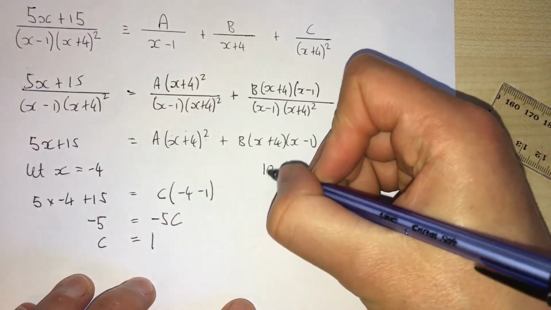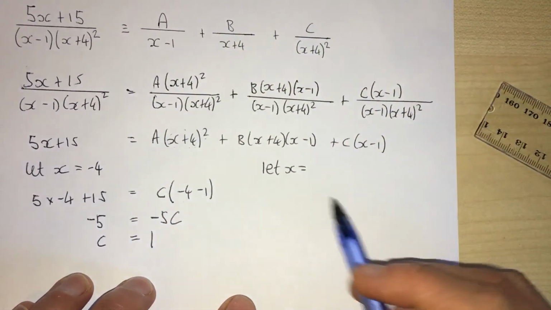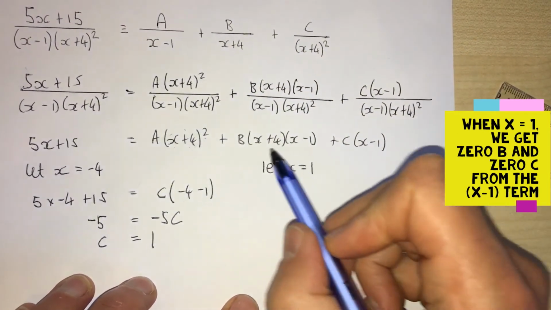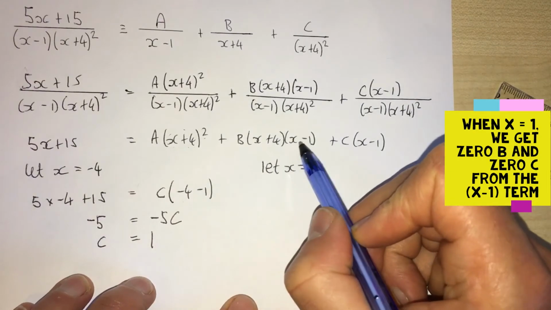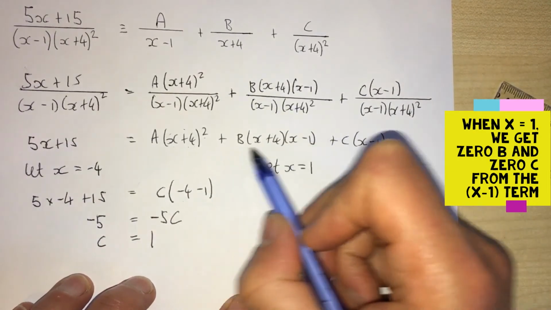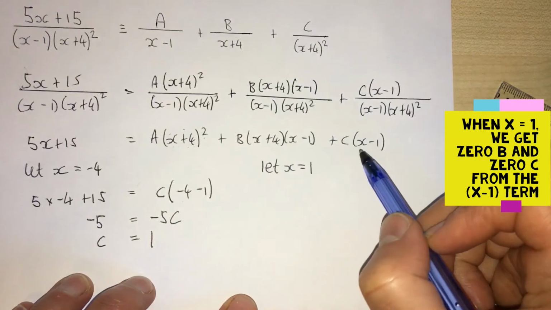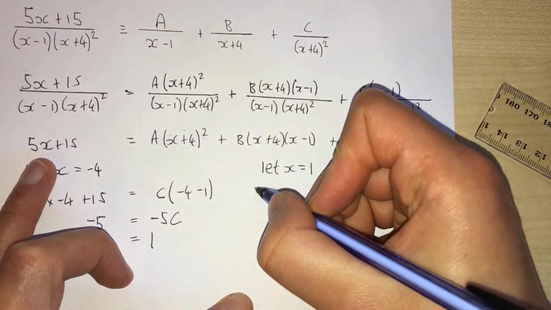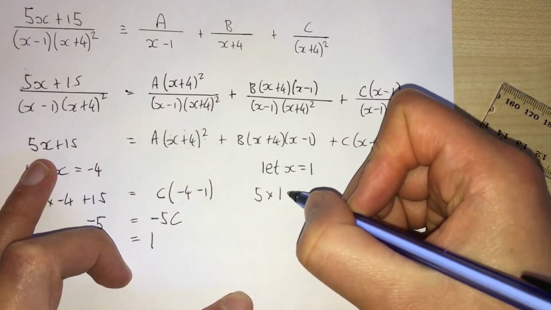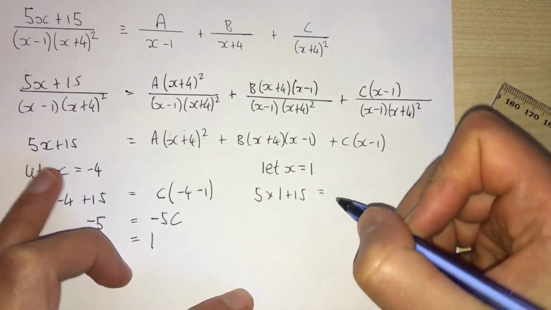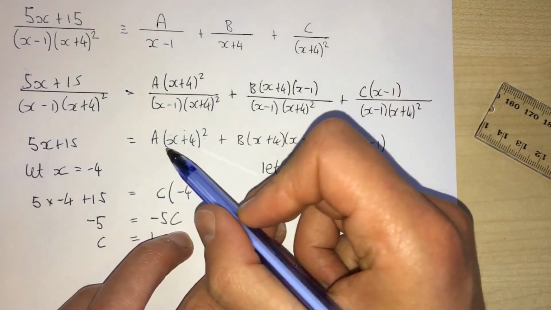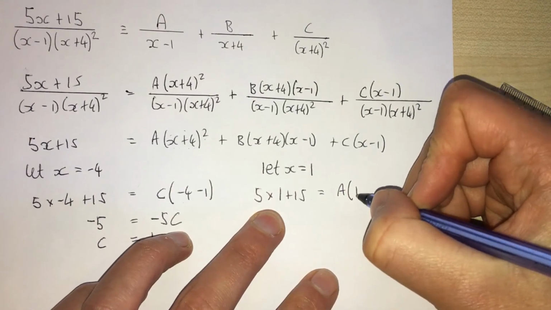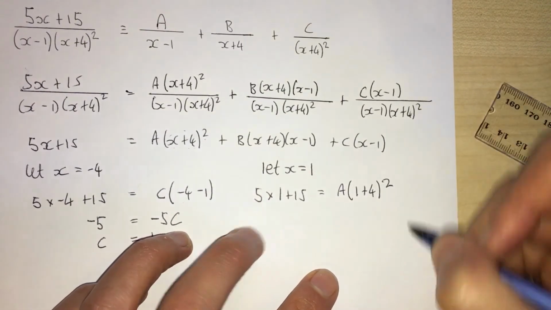Let's consider another term. Let x equal, well, if we go for 1 this time, then this term here will be 0 because 1 minus 1 is 0. And the product of anything that includes 0 is 0. This term will be 0 as well. So the left-hand side will be 5 multiplied by 1 plus 15. And the only term we're going to get is this one here. That's 0, that's 0. So we've got a lots of 1 plus 4 squared.